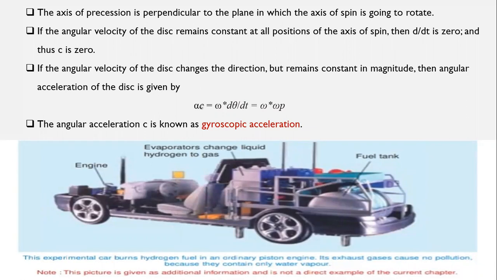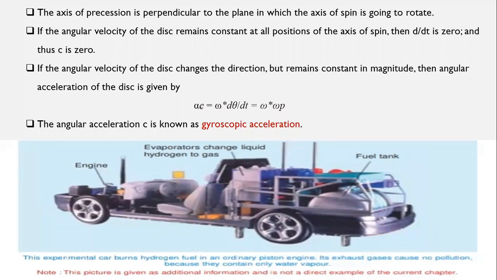So omega p is considered as precessional angular motion. Then it is obtained as omega into omega p. So this is the basic formula for the angular velocity of the disk which changes the direction. So the angular acceleration c is known as gyroscopic acceleration, which remains constant.